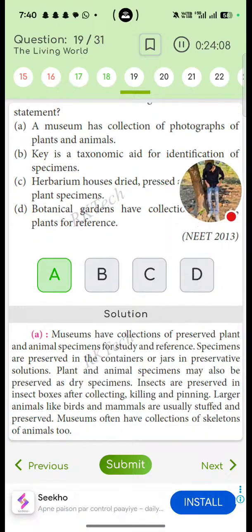Museums have collection of preserved plants and animal species. For study reference, specimens are preserved in containers or jars in preservatives. Plant and animal specimens may also be preserved as dry specimens. Insects are preserved in insect boxes after collecting, killing and pinning. Larger animals like birds and mammals are usually stuffed and preserved. Museums often have collection of skeletons of animals too.